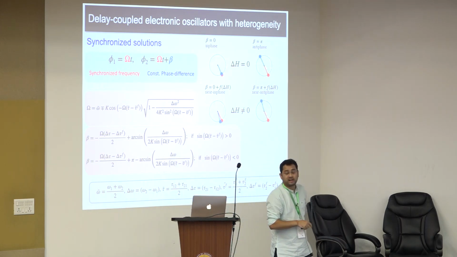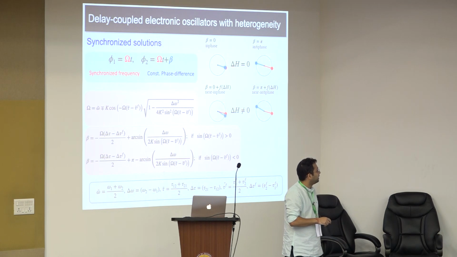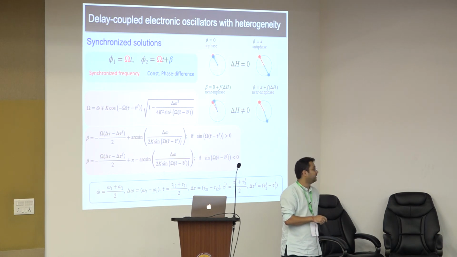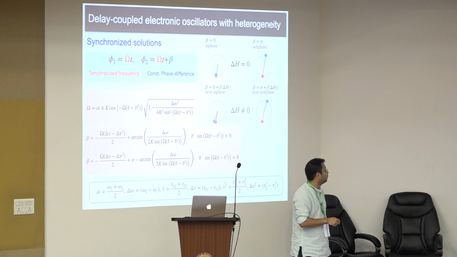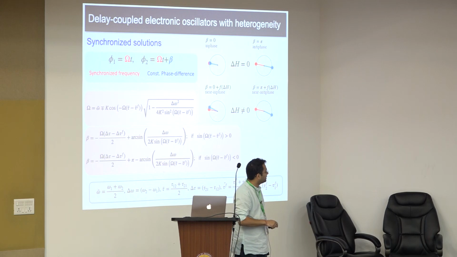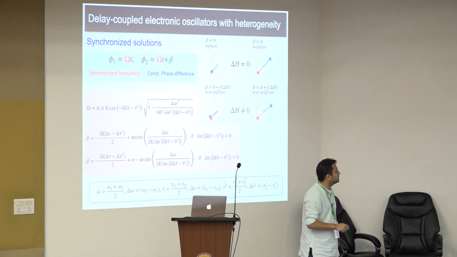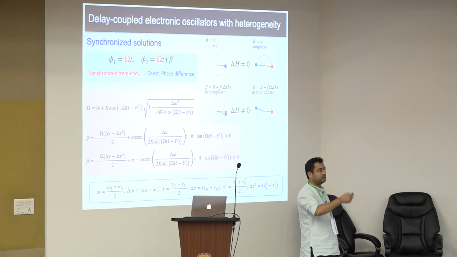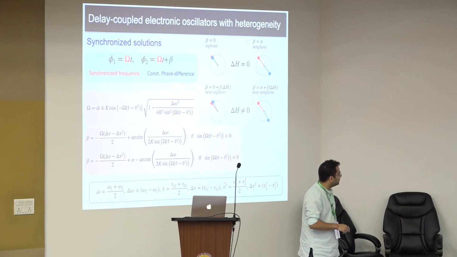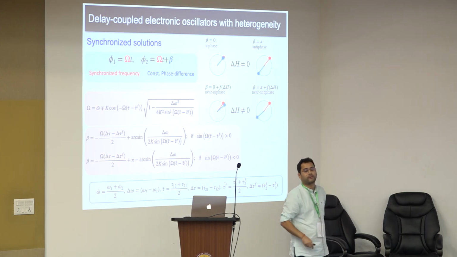So we start with the synchronized solution, which is when the frequency of both of these oscillators is equal, and maybe there's a constant phase difference between them. When we look for these solutions, we get a transcendental equation for the frequency, and the expression for the phase difference is given by this expression. In the absence of heterogeneity, we have exact in-phase and antiphase solutions. But in the presence of heterogeneity, because of these terms, we have a modified in-phase solution and a modified antiphase solution.